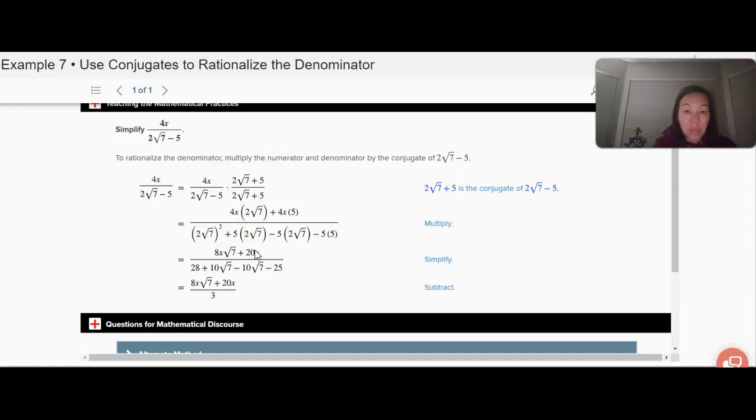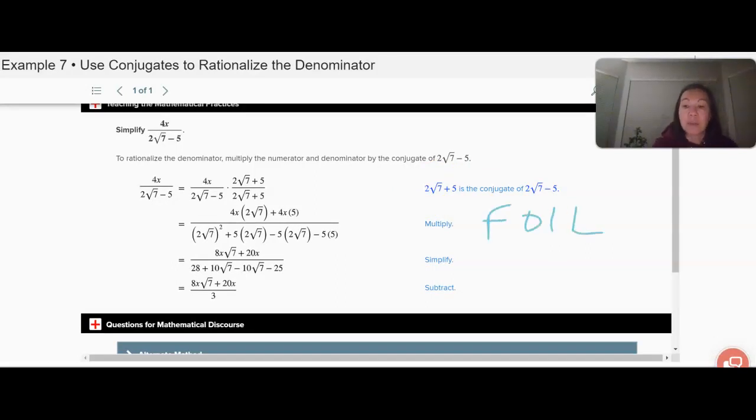On bottom, now the nice thing about the bottom, and I don't know if we've talked about this, but if you're multiplying something by its conjugate, normally we would take this expression and we'd have to FOIL, right? But if you're multiplying something by its conjugate, we don't have to do the outer and inner. These two terms, these outer and inner terms, are always going to cancel out if they're conjugates of each other. So we can really just multiply the first terms together, 2 root 7 times 2 root 7, and negative 5 times positive 5. So when you're multiplying something by its conjugate, instead of FOIL, you can just FL.